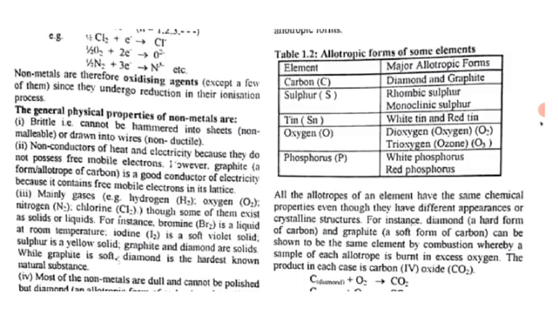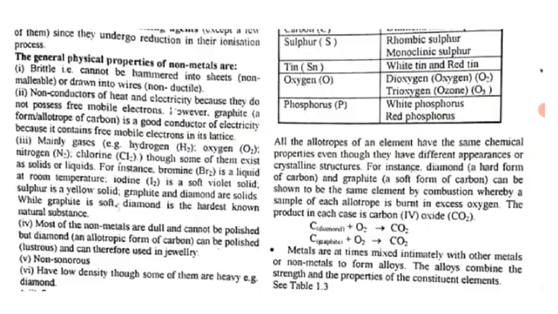They are non-ductile as well. They are non-conductors of heat and electricity because they do not possess free mobile electrons. However, graphite, an allotrope of carbon, is a good conductor of electricity because it contains free mobile electrons in its lattice. Non-metals, unless under specific conditions, cannot conduct heat and electricity.